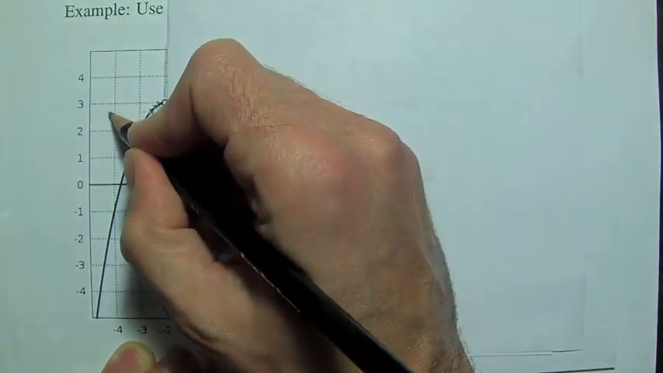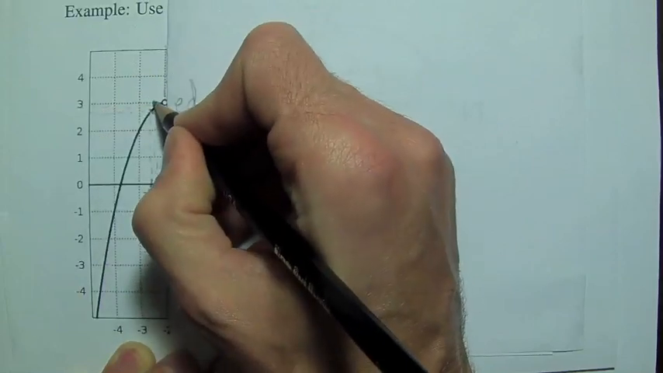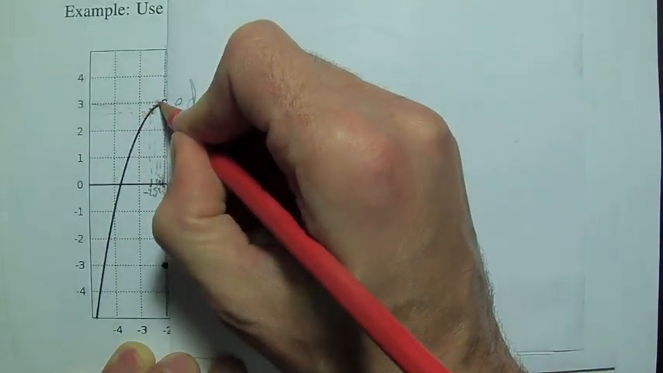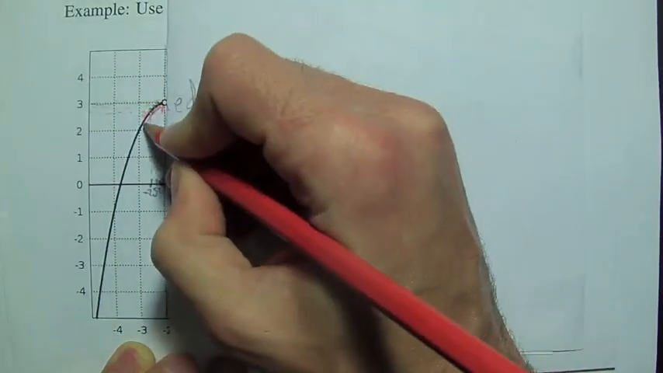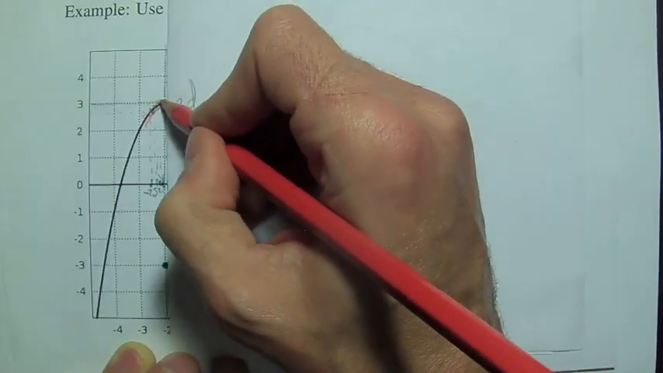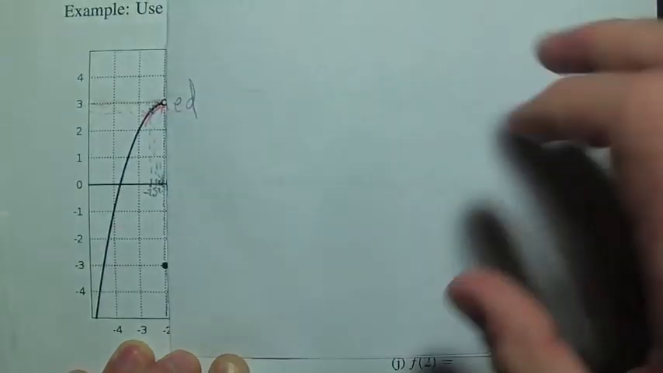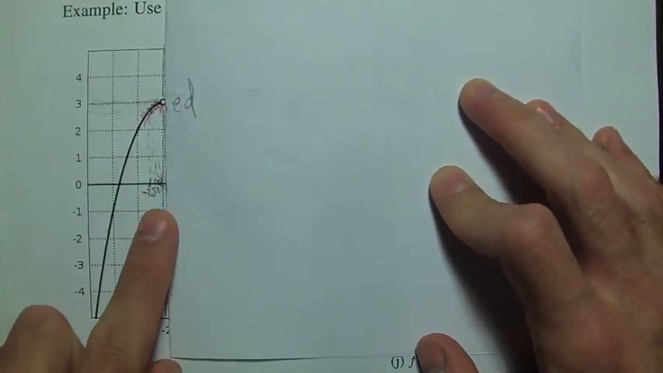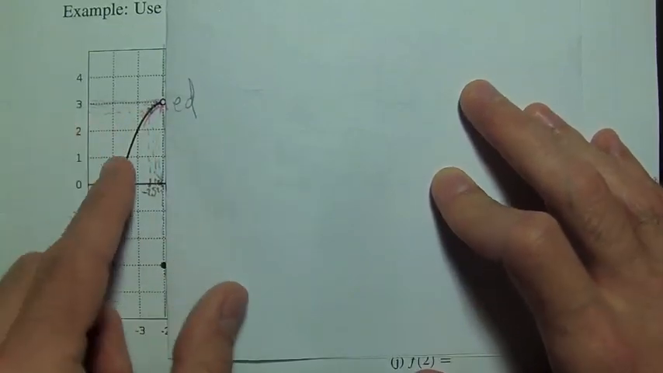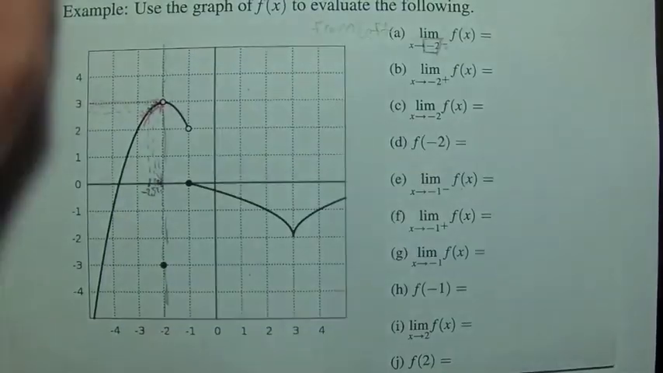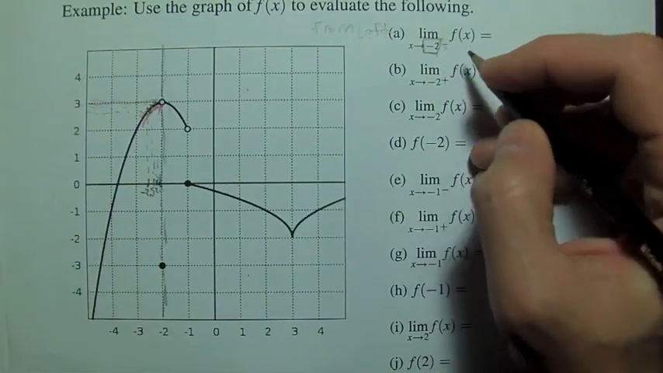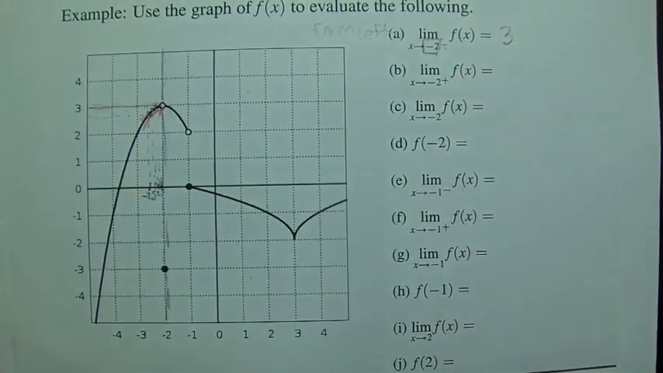Okay, so as the x's get closer and closer from the left, it looks like the graph, right, is moving along and getting closer and closer to this open dot here, right, which maps us back to 3. So as the x's get closer and closer to -2, the y's are getting closer and closer to 3. So the limit as x goes to -2 from the left is 3.